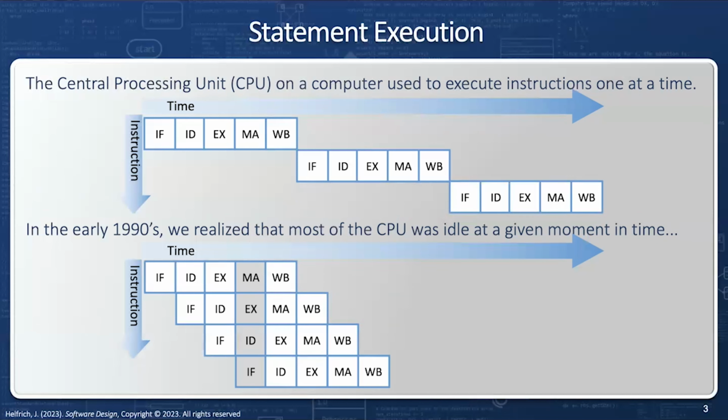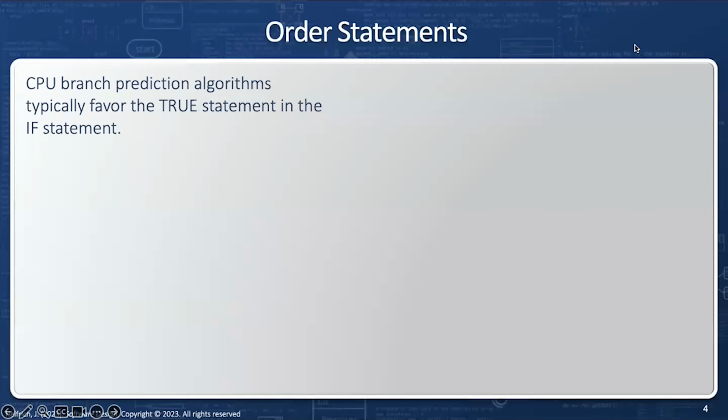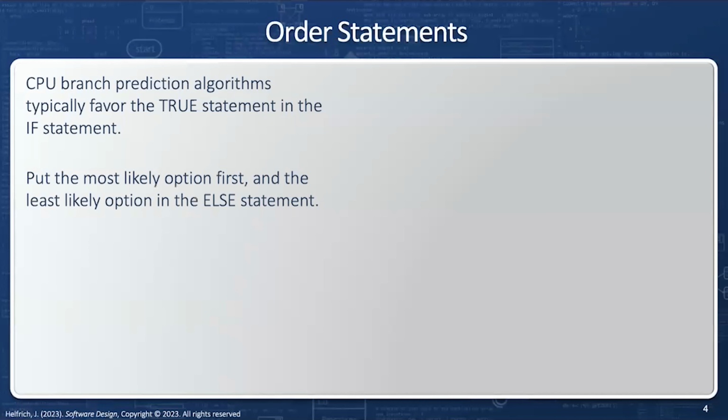So what the CPU does is it tries to guess which way to go. Now, in the beginning, it always guesses with the true condition. But in modern CPUs, they try to be a little more clever. CPU branch prediction algorithms typically favor the true statement in an if statement. So we're going to put the most likely option first and the least likely option in the else. Now, like we mentioned earlier, some branch prediction algorithms are a little more sophisticated.